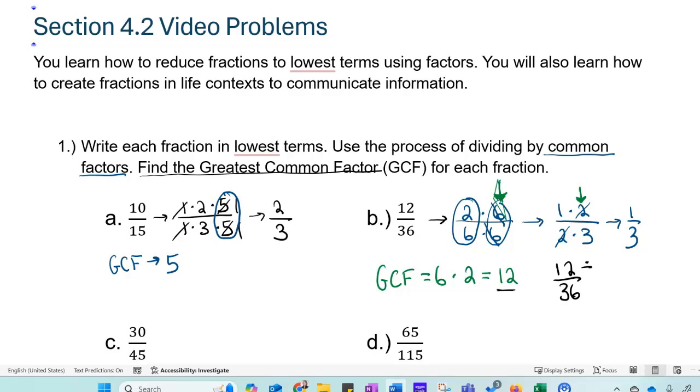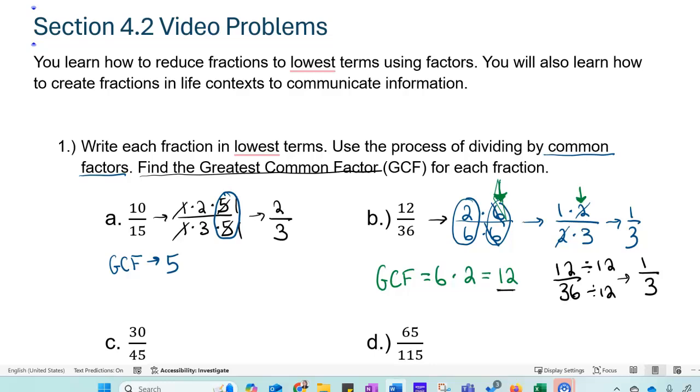So now I'm going to divide top and bottom by 12. Notice this is basically what we did previously, right? We're finding an equivalent fraction. But in this case, we're dividing by the largest number possible. 12 divided by 12 is 1, and 36 divided by 12 is 3.